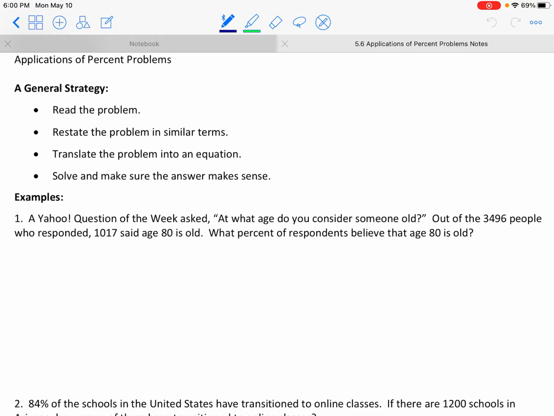So what we want to do as a general strategy is read through our problem and then try to restate it in similar terms, but less terms. Restate it into something that feels more like what we were dealing with in the previous topic. And then we want it to be something that we can translate into an equation. So when we restate the problem, let's restate it in a way that allows us to translate into an equation that we can solve. And let's make sure that when we solve, we get an answer that makes sense.